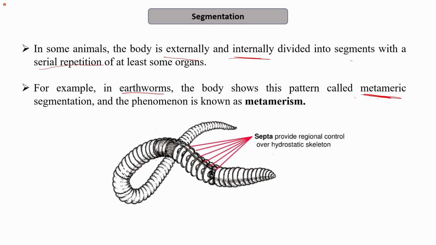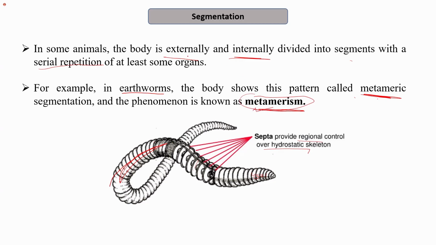In the earthworm, you can see the different segments that are present, which I am highlighting right now. These segments can be numbered, and this phenomenon is known as metamerism. These separations are the septa, and the septa provide regional control over the hydrostatic skeleton. This is the property of the earthworm, but in general, metamerism is segmentation, and the segmentation of the earthworm is referred to here as metamerism.